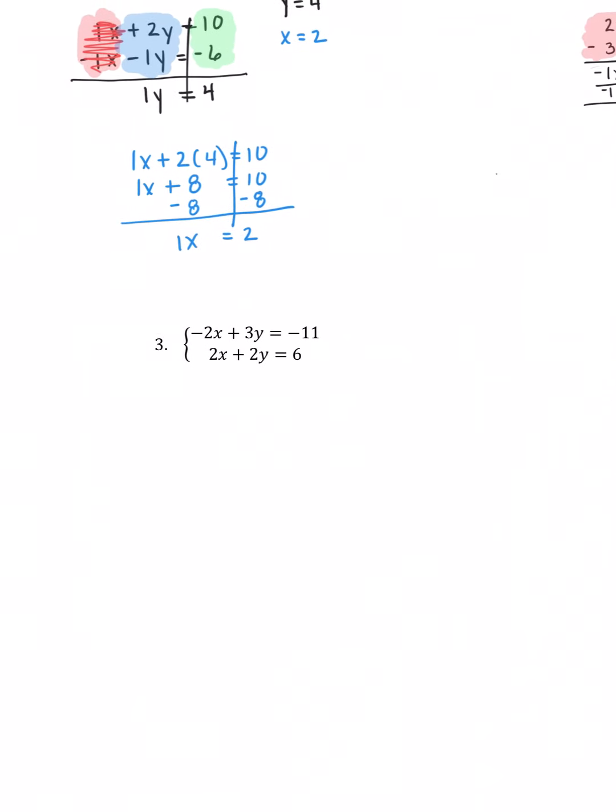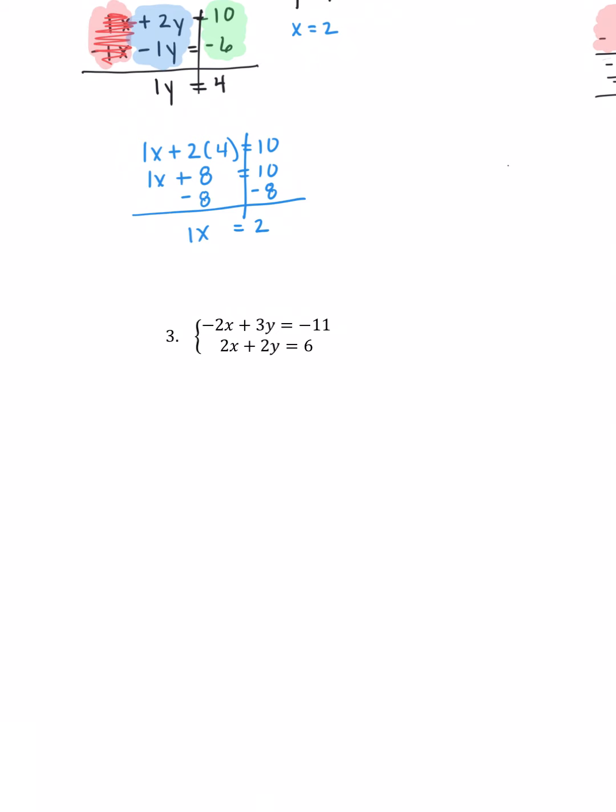Okay, so let's look at number 3. The first thing I'm doing is looking: do I have to put a 1 in any of those spots? And when I look, they all have a number in front of them, so I don't have to do that. So I can just start by rewriting the problem. I'm going to say negative 2x plus 3y equals negative 11. And right under that, I'm going to say 2x plus 2y equals 6.